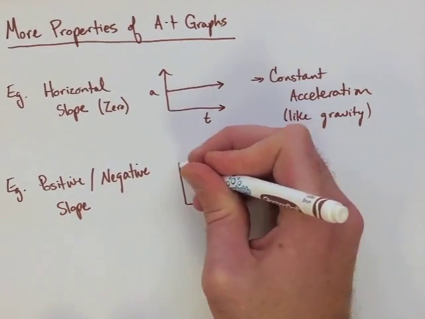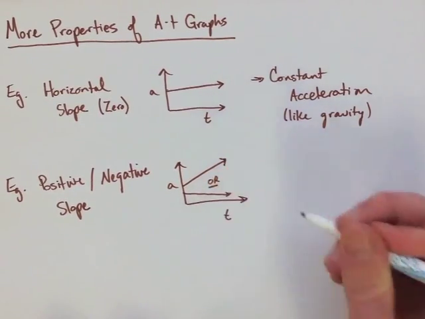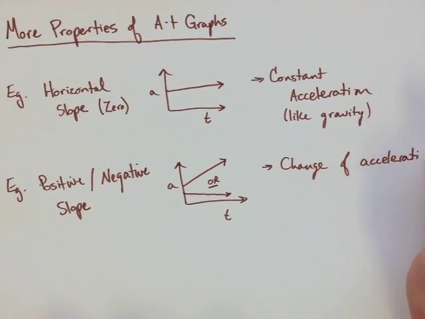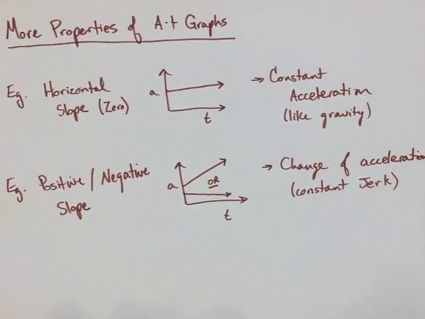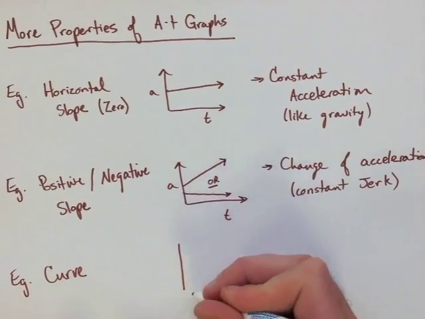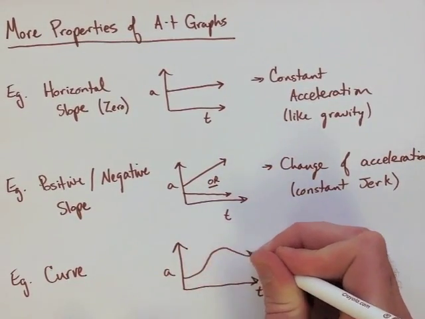The second thing that we could have is either a positive or a negative slope, where we're moving the graph up or we're moving the graph down. In this case, we are looking at the jerk of an object. So we have a change in acceleration, which means that we have a constant jerk of this object. Then finally, we're going to look at a curved line, and now what this means is that we have a change in our jerk value.